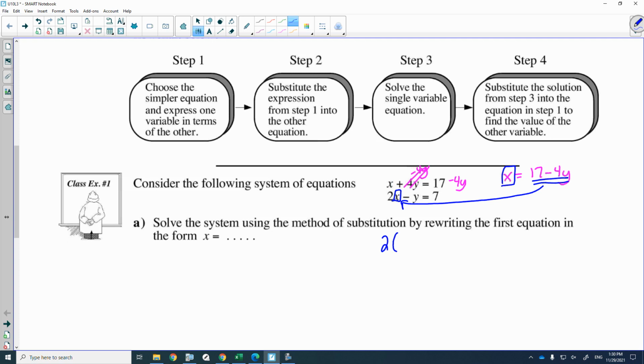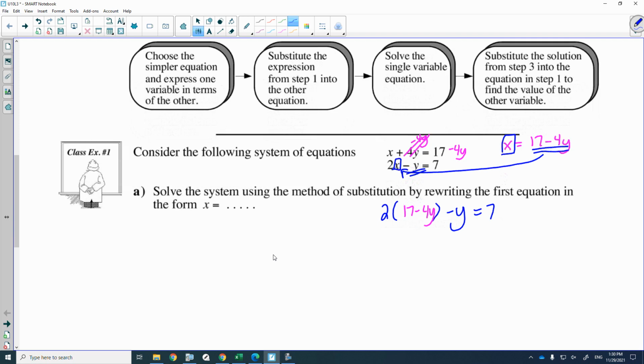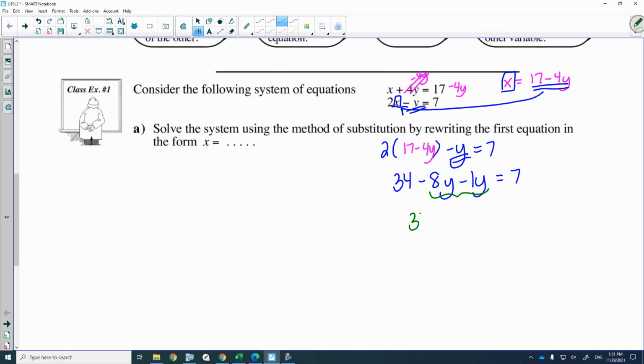So it's going to be 2 times 17 minus 4y. There's a minus y in that second system, and that's equal to 7. Get rid of your brackets, and now you only have one variable that you'll be solving for. So you're going to have 34 minus 8y minus, that would be 1y, is equal to 7. The two terms that would go together this time is y. So that would be 34 minus 9y is equal to 7.